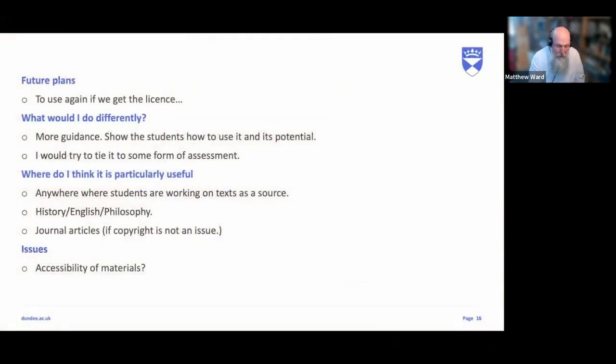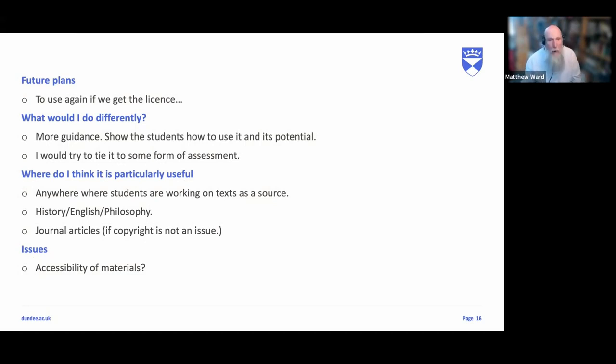So my future plans, I think my university is still trying to work out whether it's going to get the license or not. My understanding is we are going to get it. But if we get the license, I definitely want to use it again. I can see huge potential here across humanities, particularly history, English, philosophy, anything where you're using a text as a source. What would I do differently?